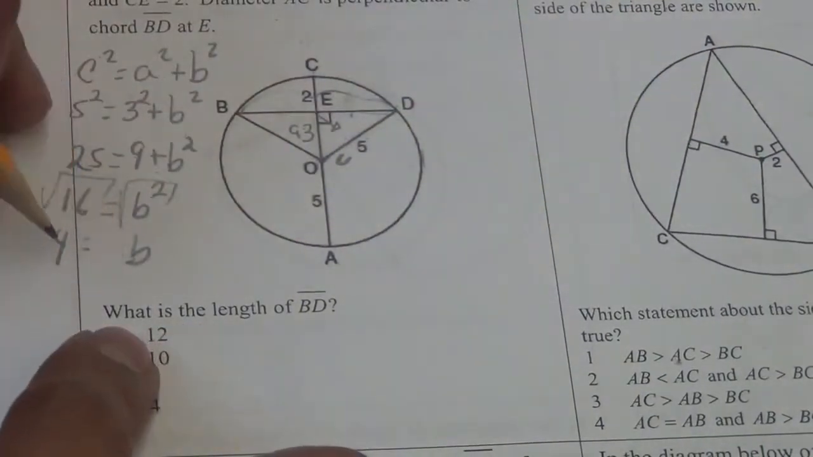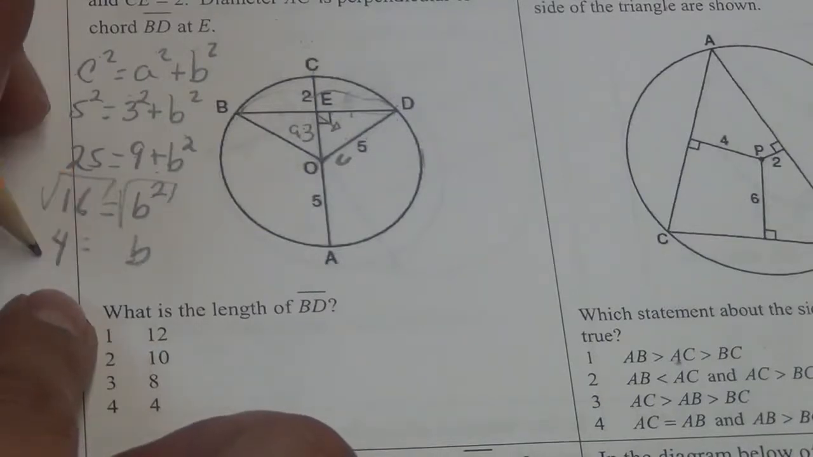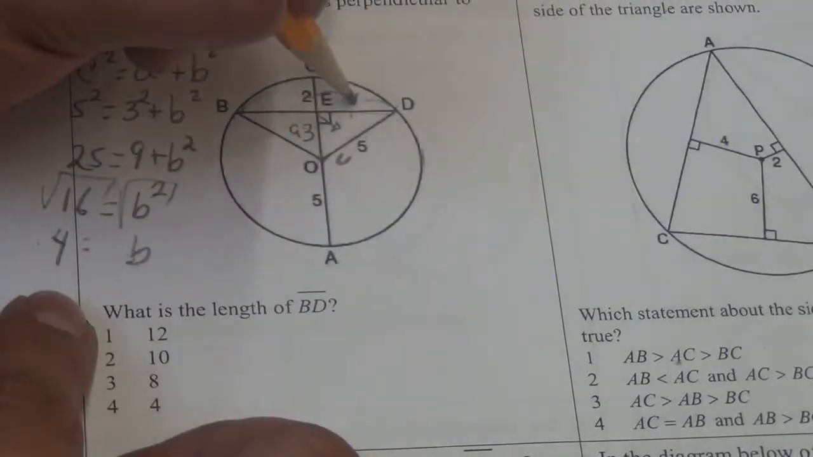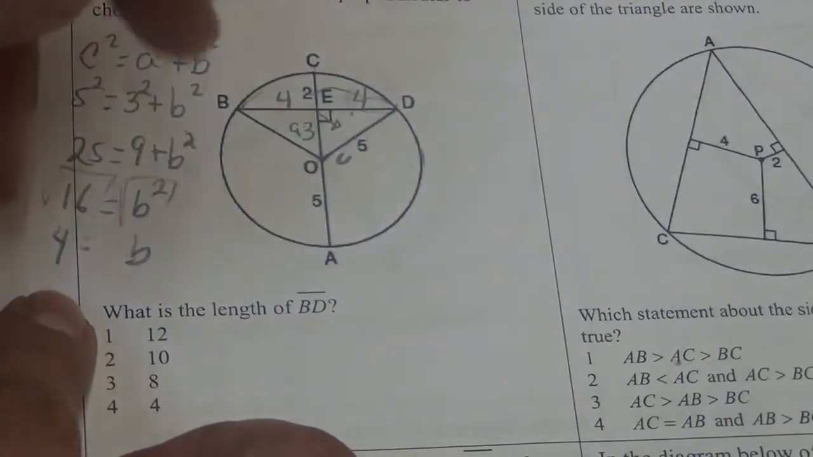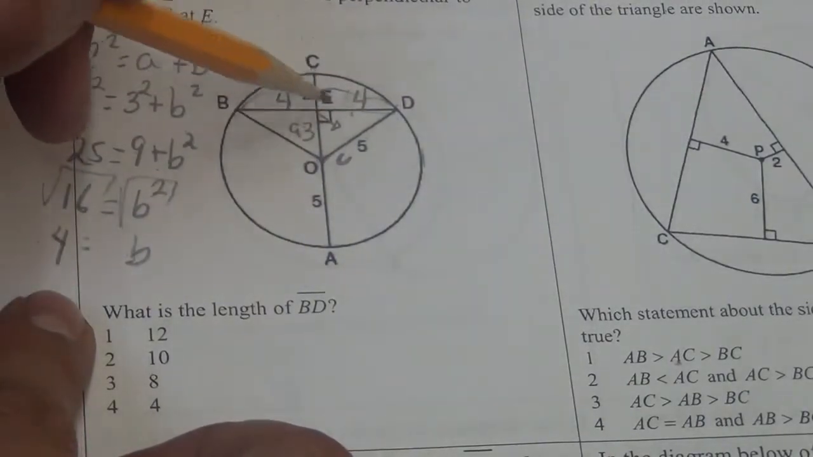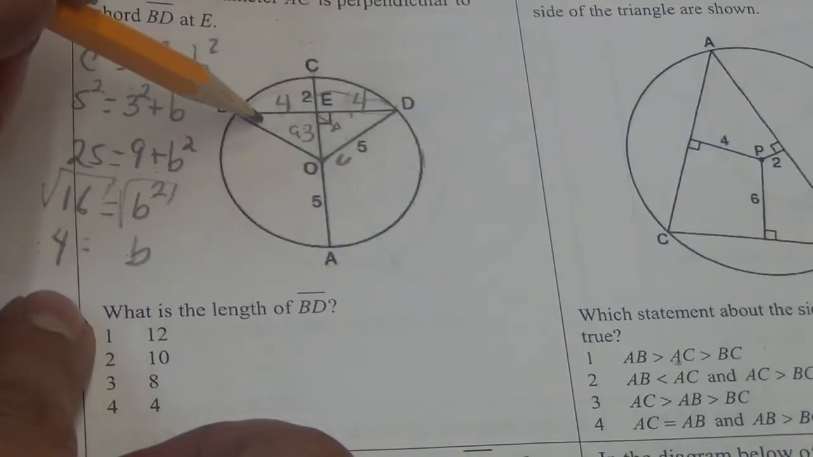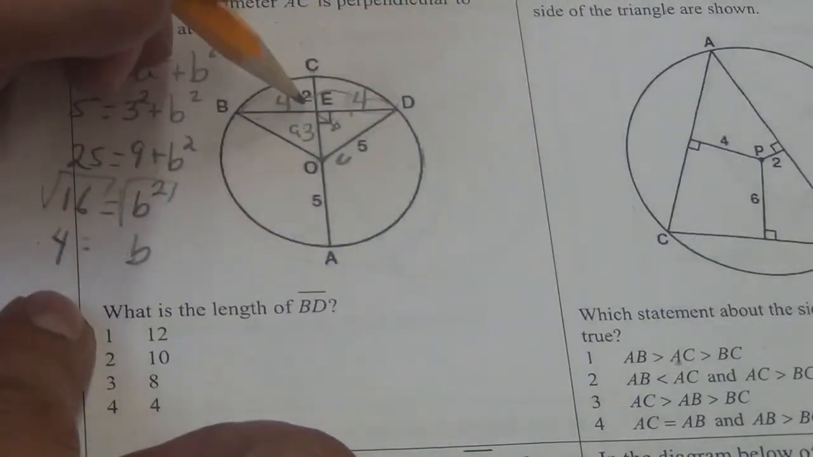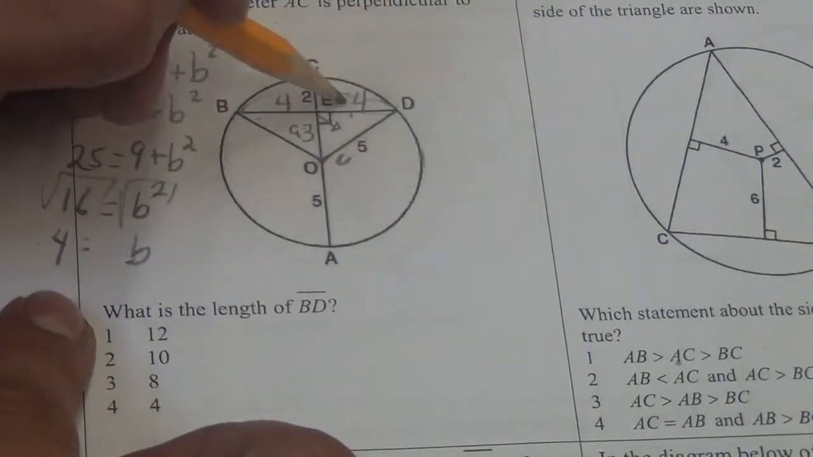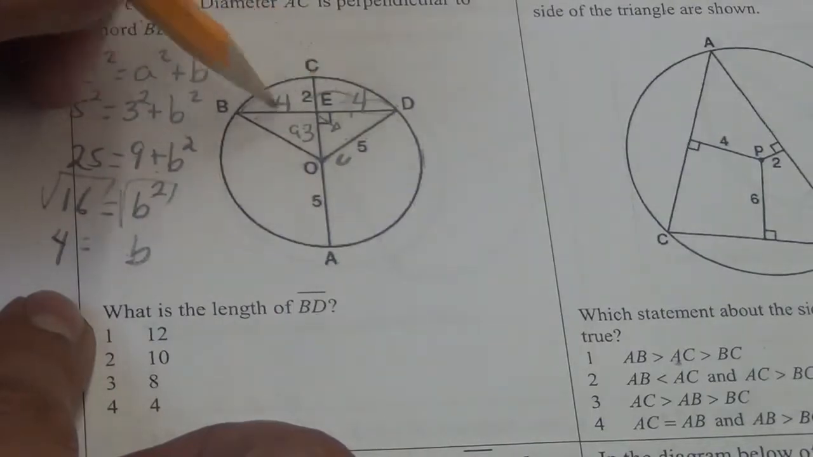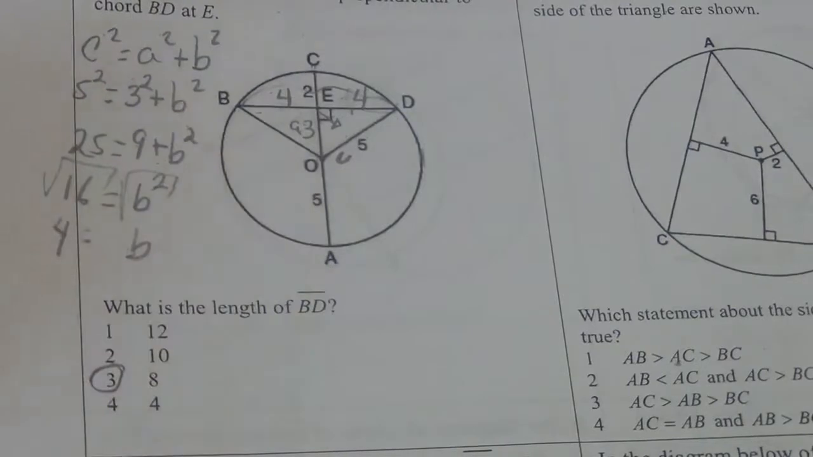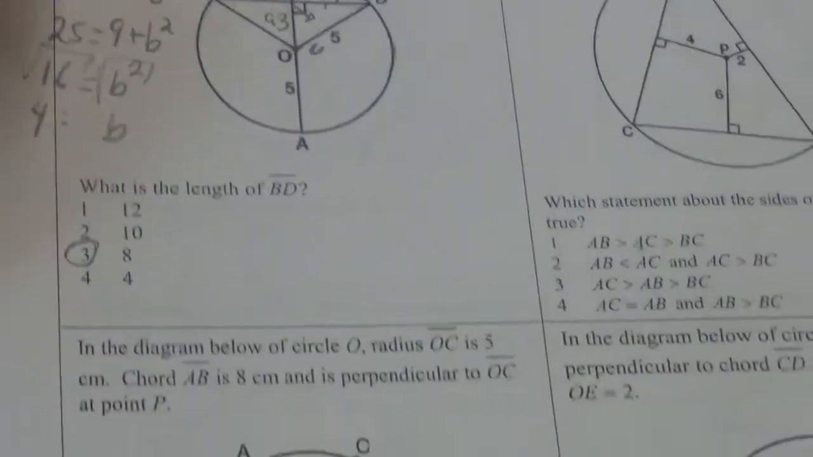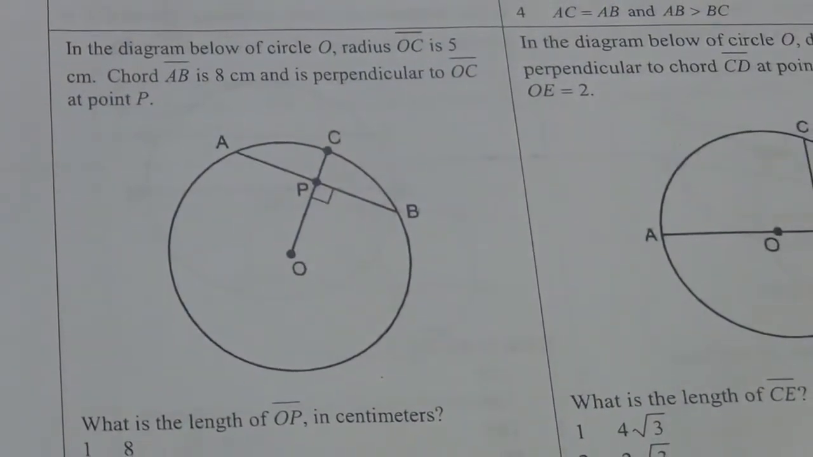So would you say that we have found our answer by saying that B is 4? No. Look, this is 4 and this is 4. Remember that the radius is perpendicular, so it bisects the chord into two congruent segments. So if this is 4, then this has to be 4. So the whole thing is 8. So my answer is 8. Oh, cool. Let's go on to the next problem.